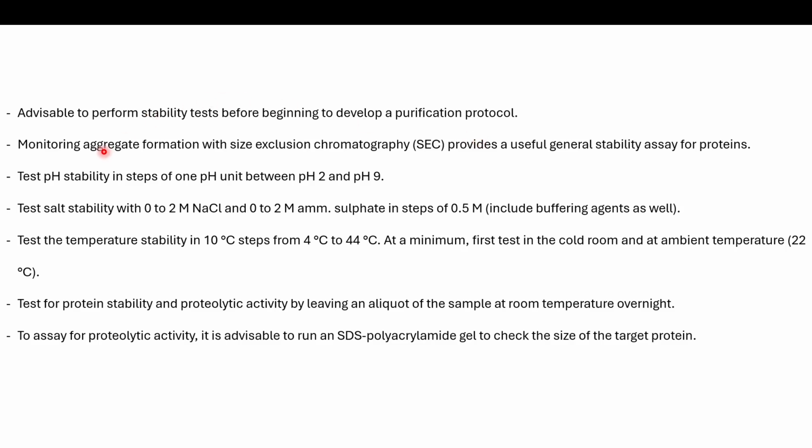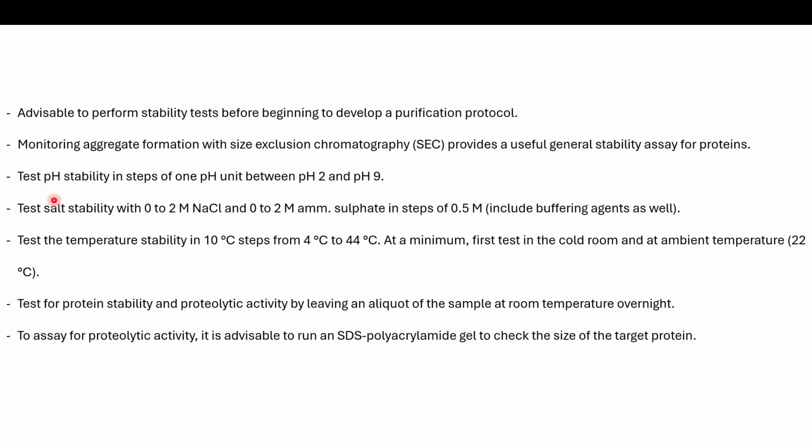Then you have to monitor aggregate formation with size exclusion chromatography. How will you be able to monitor that? We will be looking at it, I think, in the next tutorial session, wherein we will be reading about SEC. It provides a useful general stability assay for proteins.